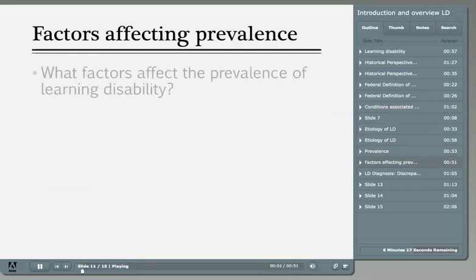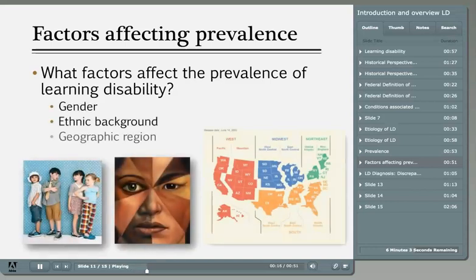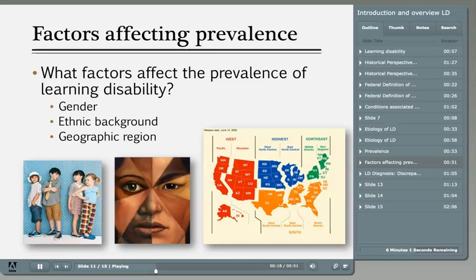Take a second to think about this question. What factors affect the prevalence of learning disability? Did you think about gender, ethnic background, or geographic region? If so, you were correct. Factors such as gender, ethnic background, and geographic region can affect the prevalence of learning disability.